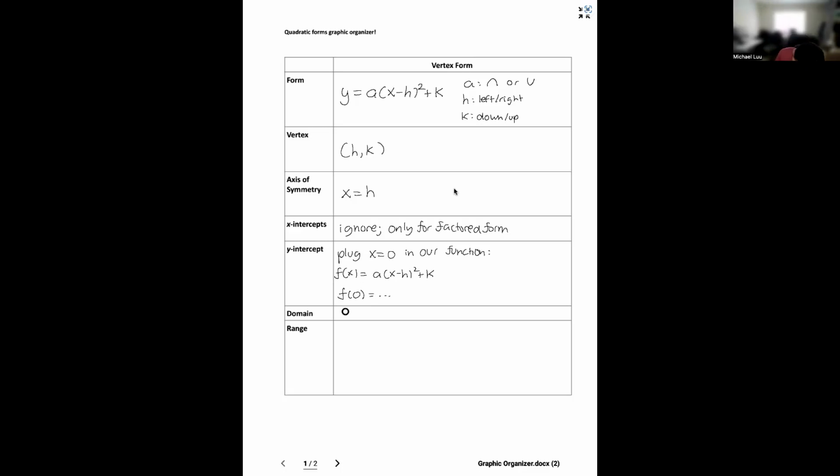The domain for all parabolas is all real numbers. And then the range is going to be dependent on a and k. I think you have to remember that it's both of them. The reason it's dependent on both is because a will tell us the inequality sign. So I'll write that down: a tells us the inequality sign.